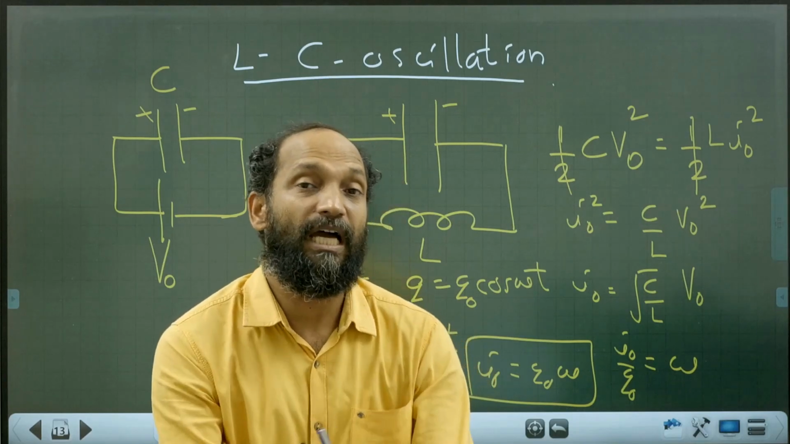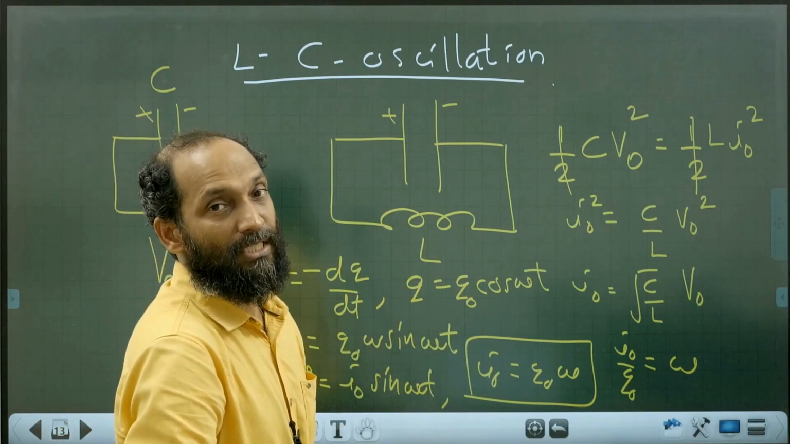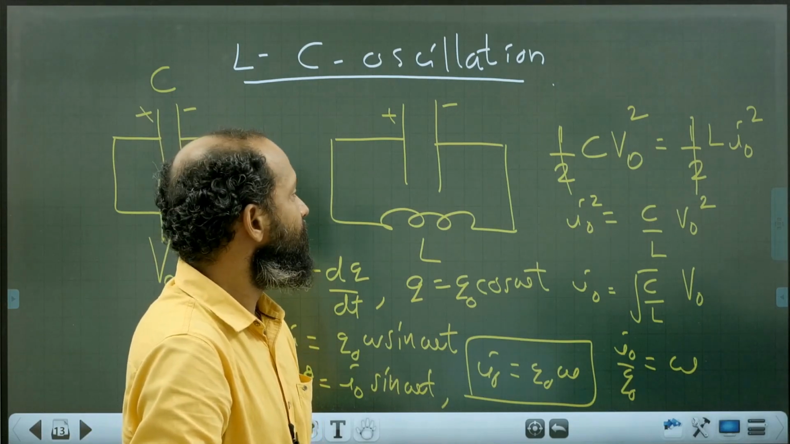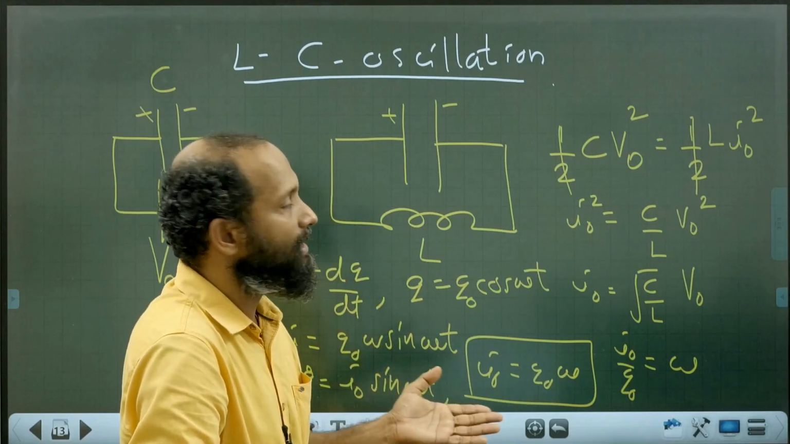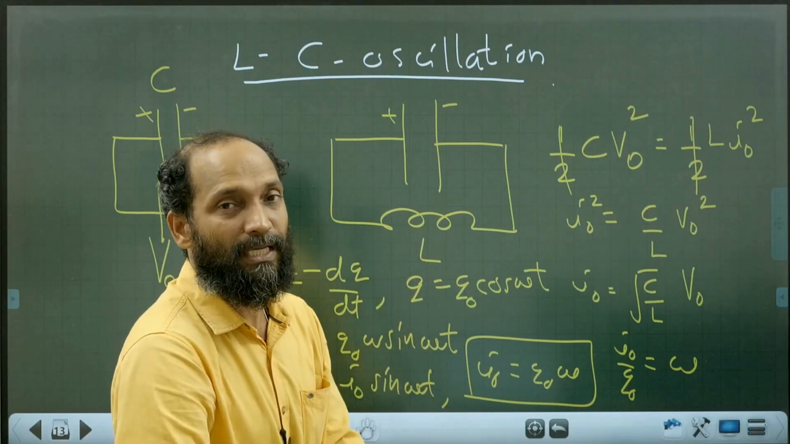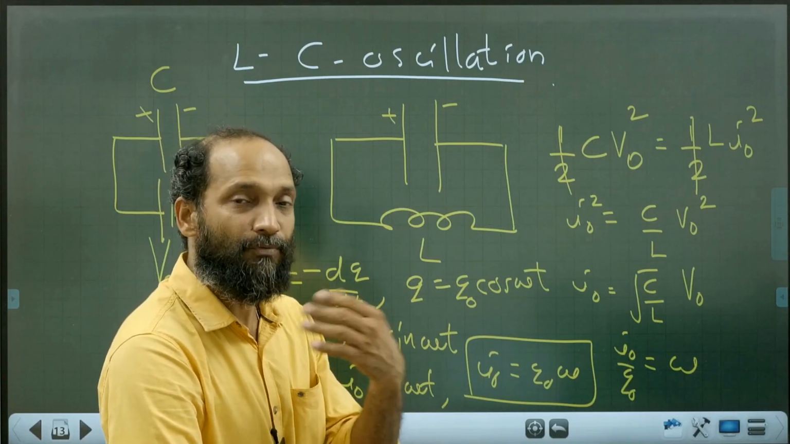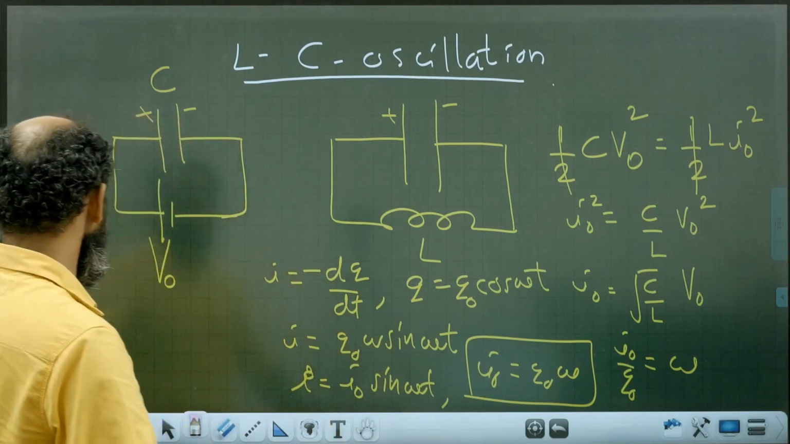Because half L I square, it will be second order, like sine square or cos square. That's why the frequency with which energy oscillates back and forth during LC oscillation is not simple harmonic, but is only periodic or harmonic with double the frequency of current and charge. All this data is very important.